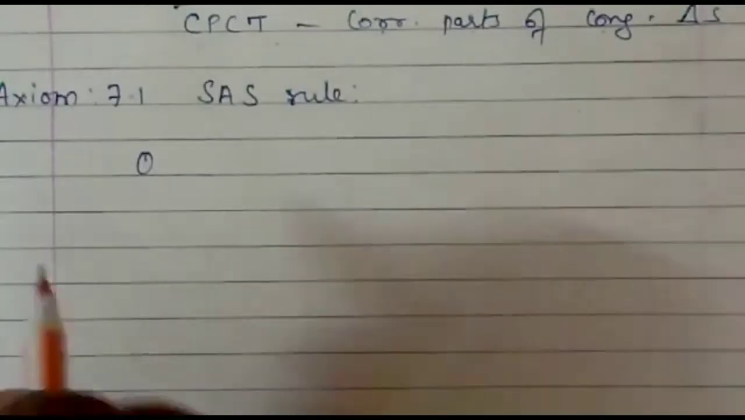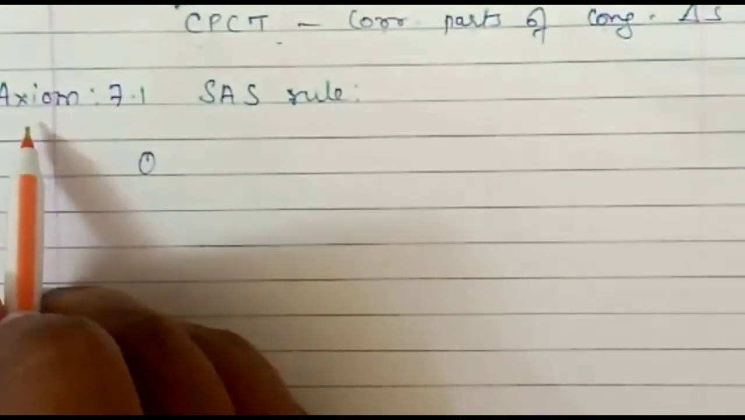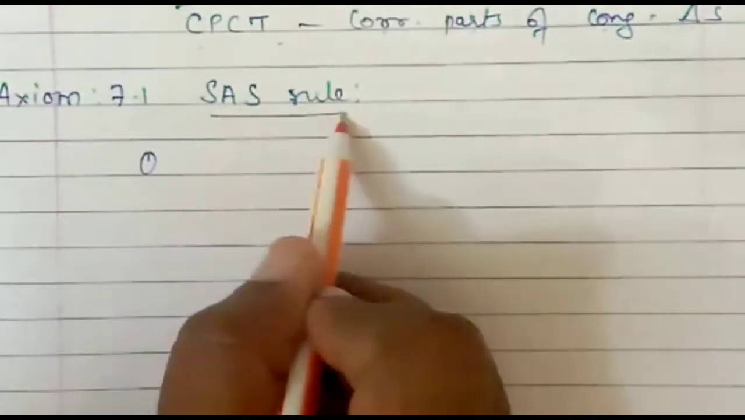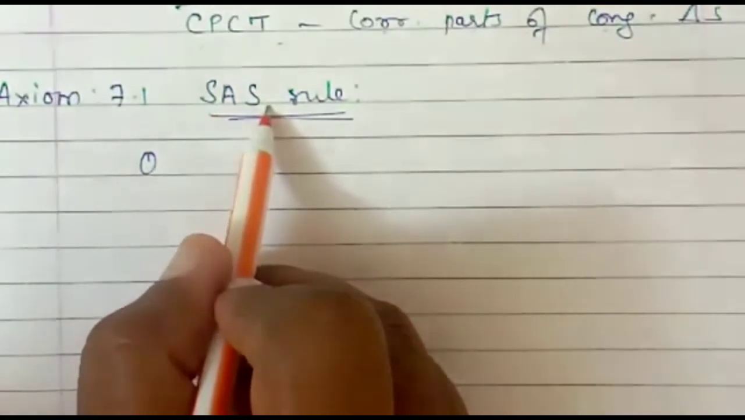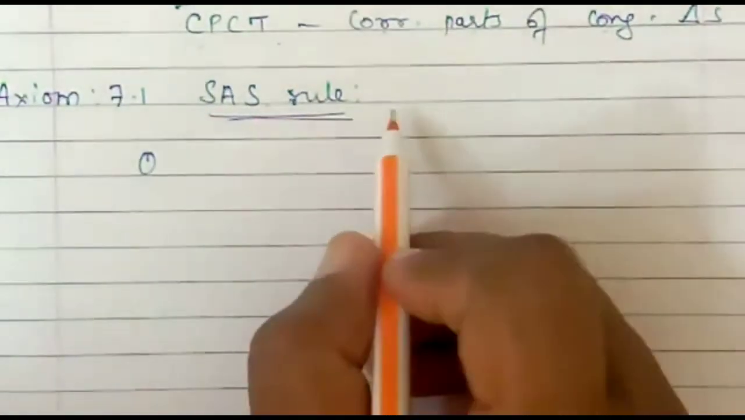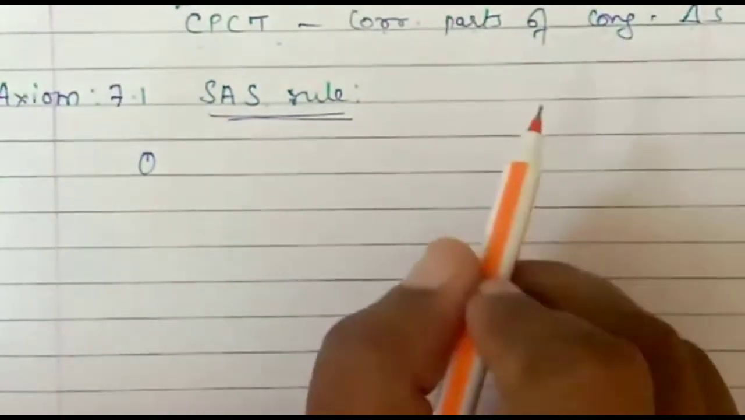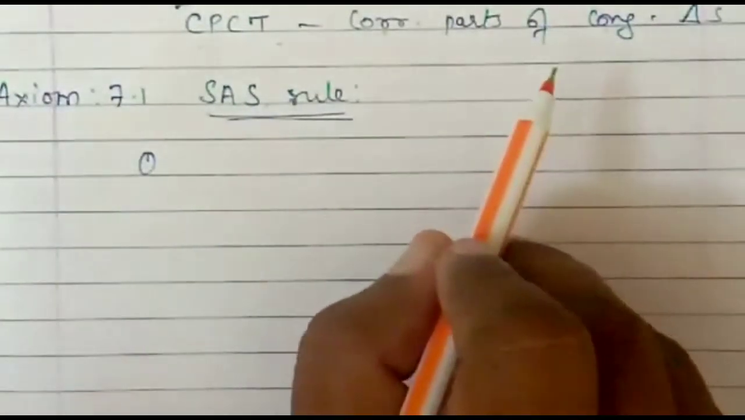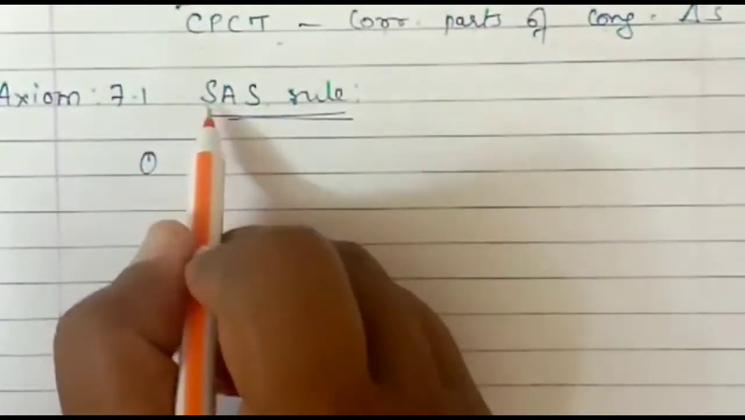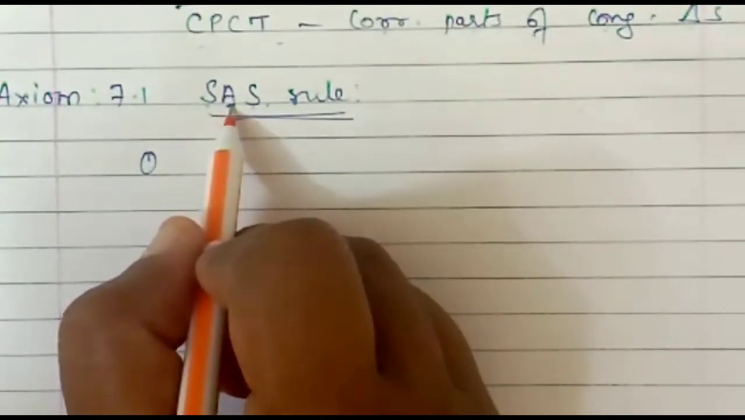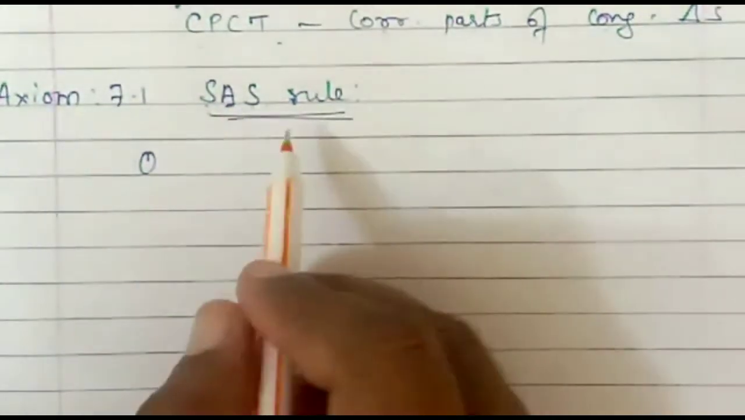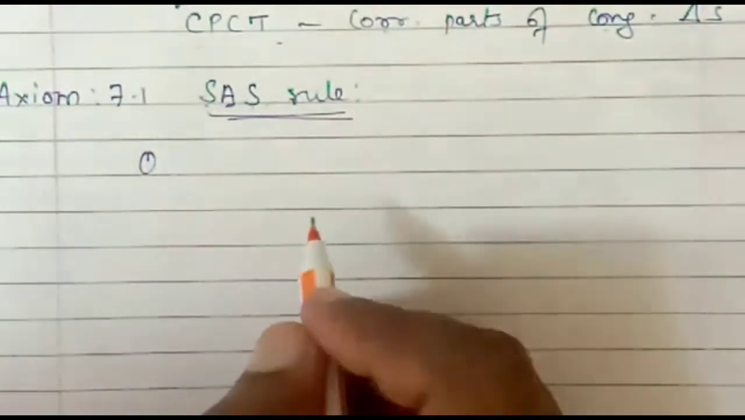Now let us see the first axiom here, axiom number 7.1, which is the SAS rule. SAS stands for side angle side. According to the SAS rule, we can have two triangles congruent when you have two sides and the included angle of one triangle equal to the two sides and the included angle of the second triangle.